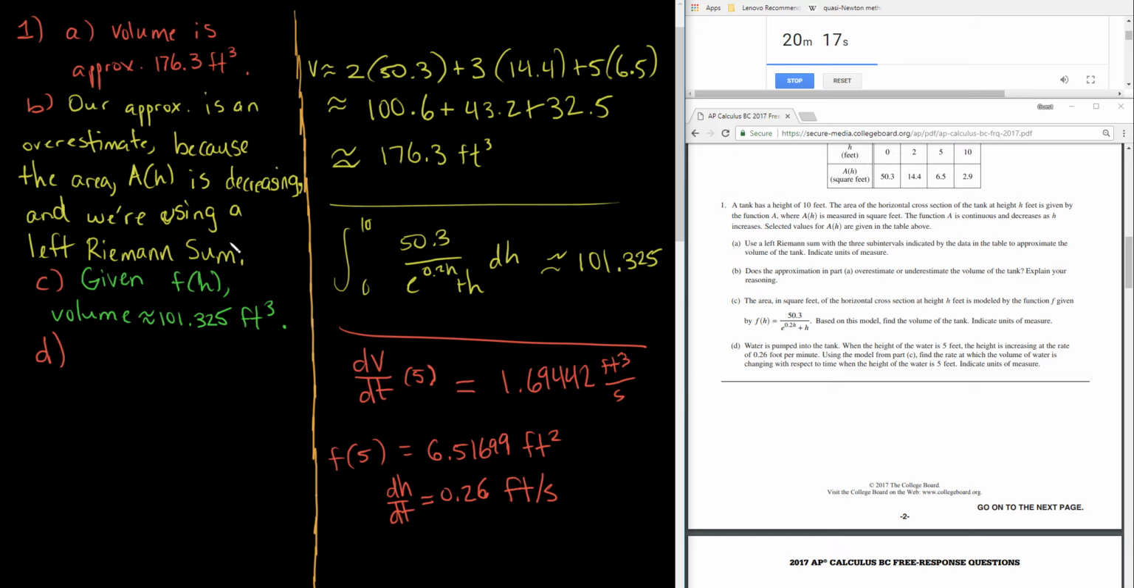D is going to be the rate at which volume is changing, at 1.69442 feet cubed per second when h equals 5. Alright, that looks good. So, when h is 5.